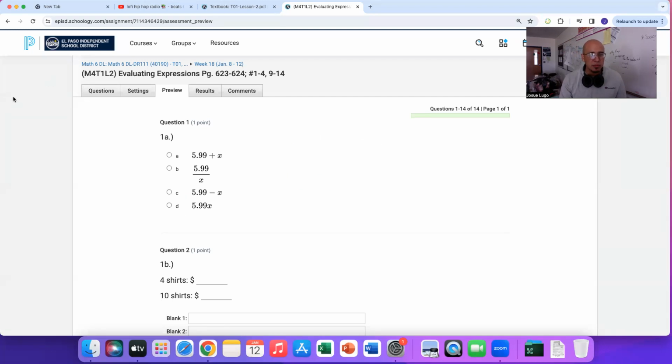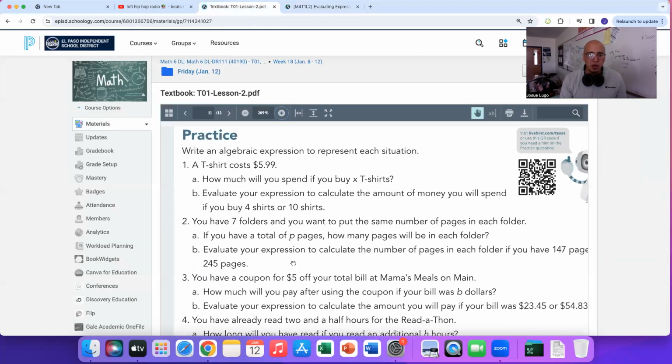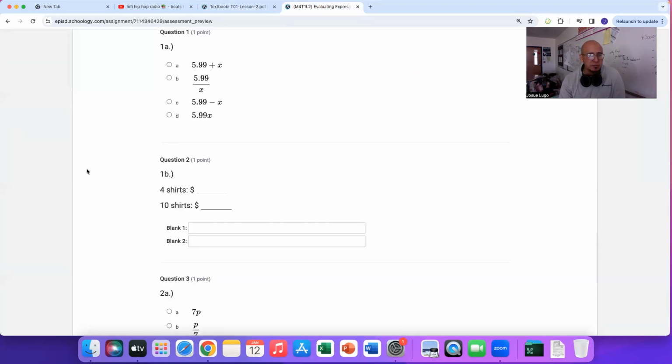All right, well, ladies and gentlemen, let's look at letter B. 1B says, let's evaluate that expression, 5.99x, if we buy 4 shirts or if we buy 10 shirts. So let's see if we buy 4 shirts. We do $5.99x, that is our expression. But again, we know the number of shirts. We're going to use 4 shirts. So in other words, we're going to substitute the x. We're going to replace the x with a 4. So that means that we have $5.99 times 4, because that's multiplication.